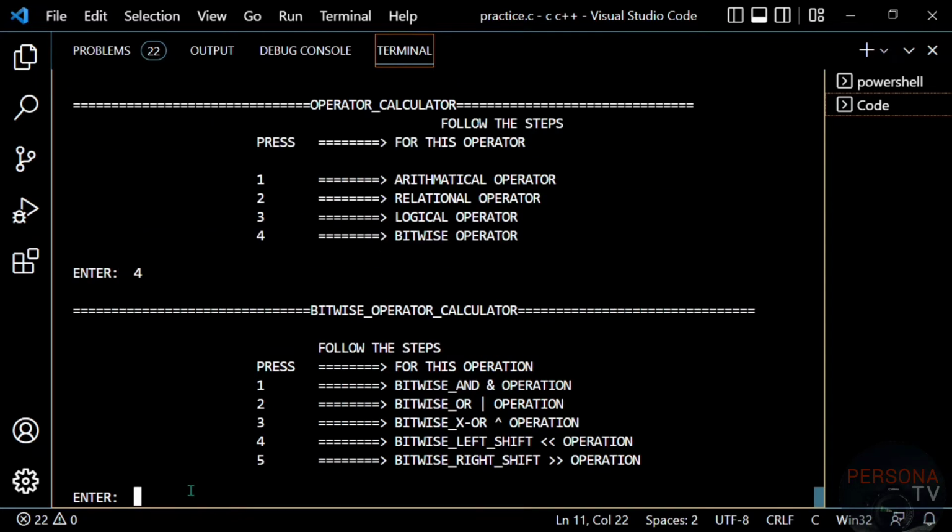We have 5 bitwise operators: bitwise AND, bitwise OR, bitwise XOR, bitwise left shift, and bitwise right shift. The 4th and 5th, bitwise left shift and bitwise right shift, are used to change the saturation part of the color.